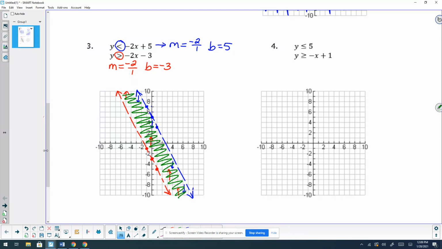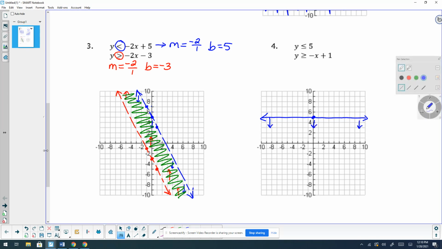Okay? On to my last problem, problem 4. So y is less than or equal to 5, which means I'm going to go up to 5 on the y-axis, and my line is actually going to be a straight horizontal line. And it is an equal to, so that is going to stay solid. It says less than, so I'm going to go ahead and go down from there.